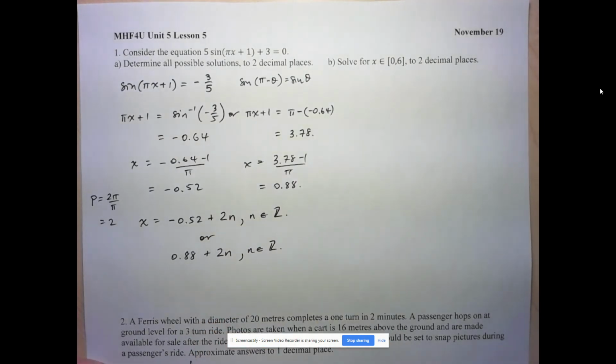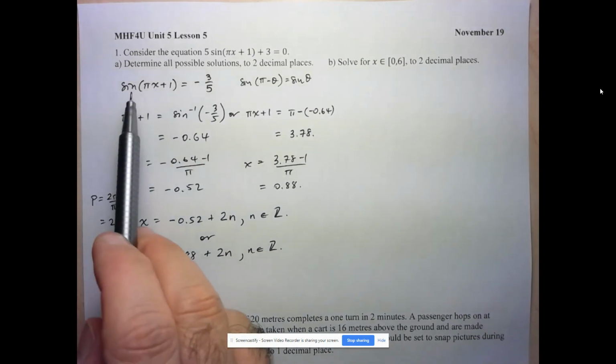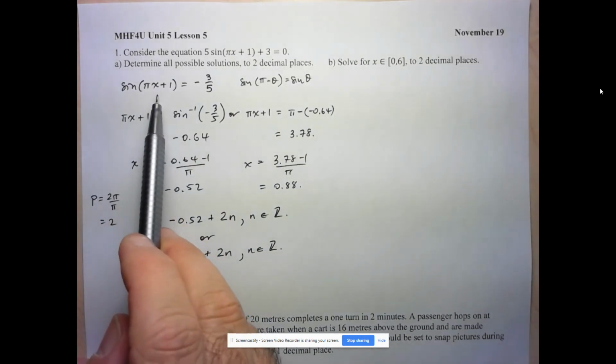All right, so let's recap our strategy here. Step number 1 is to isolate the trig ratio.